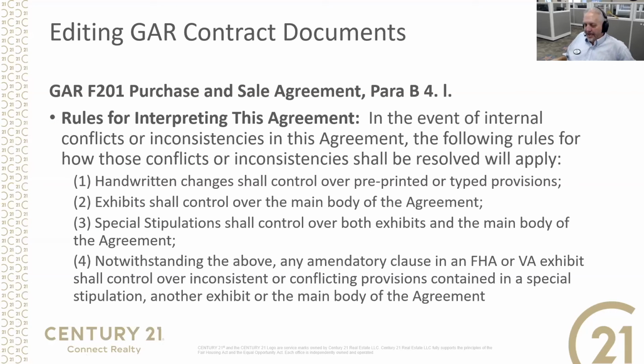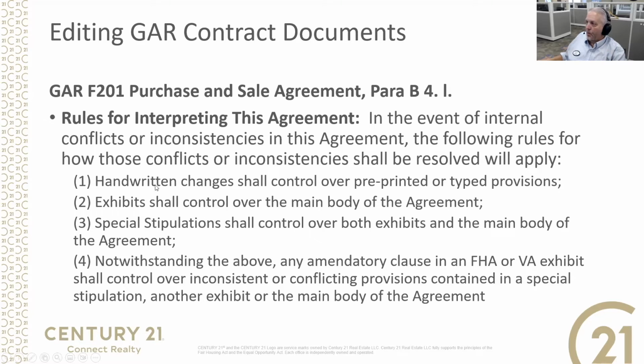All right. Here's another guiding principle of GAR contract documents, and this is an excerpt taken directly from within paragraph B4.1 or L. I can't tell which one that is. And it is the rules for interpreting this agreement. So anytime a change is made in the contract, this is how the Georgia law recognizes it. So let's read this carefully. In the event of an internal conflicts or inconsistencies in this agreement, the following rules apply for how those conflicts or inconsistencies shall be resolved.